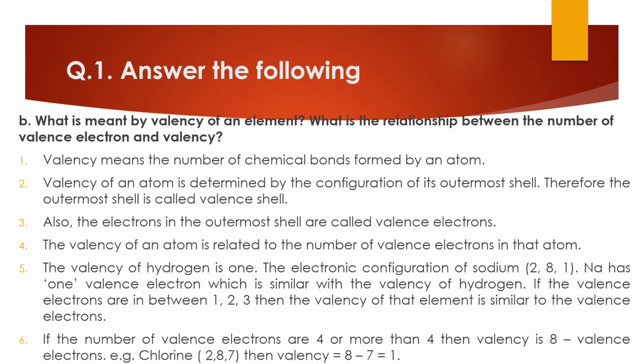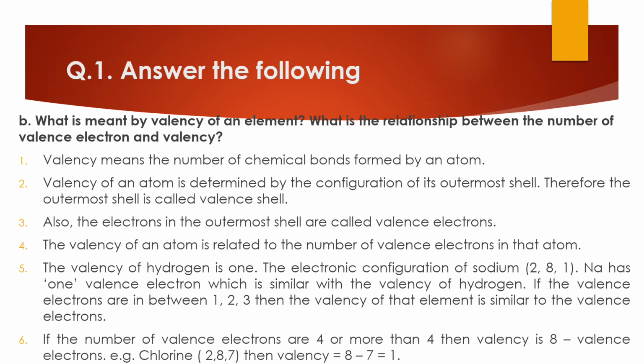The second question is: what is meant by valency of an element? What is the relationship between the number of valence electrons and valency? So first you have to write the definition of valency over here. Valency means the number of chemical bonds formed by an atom.